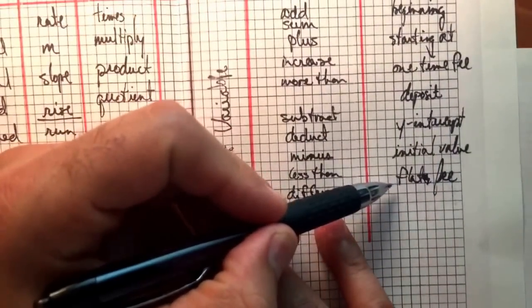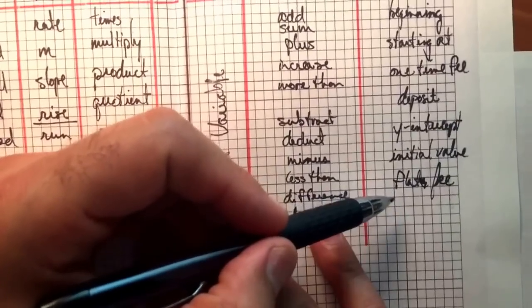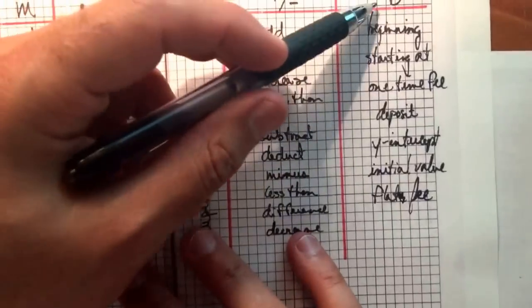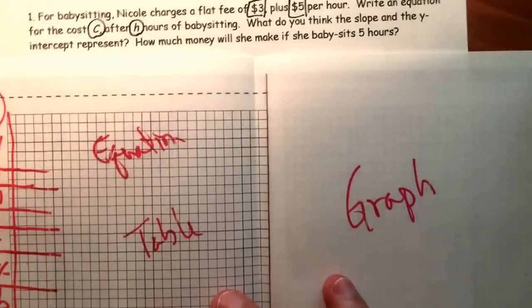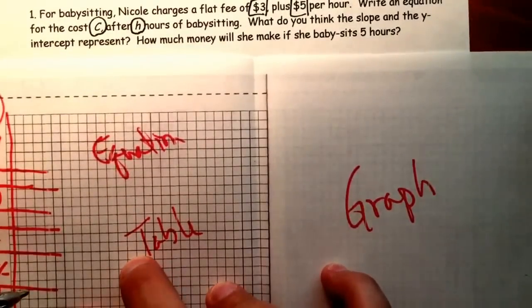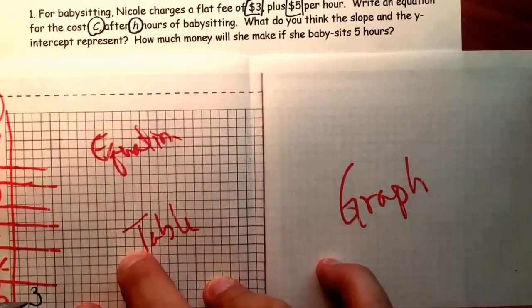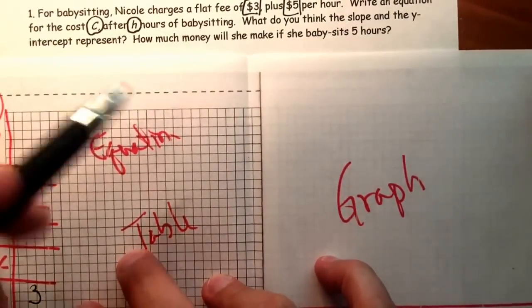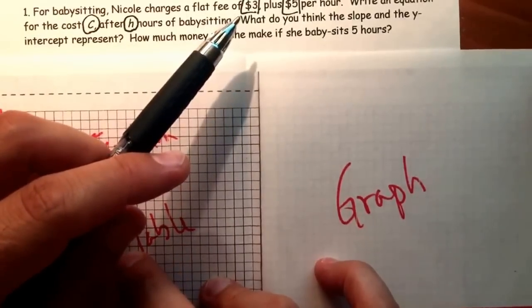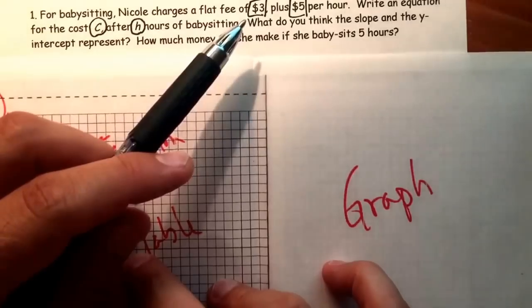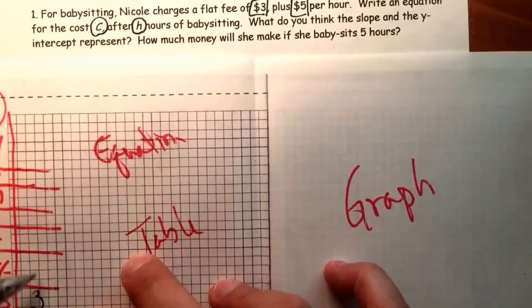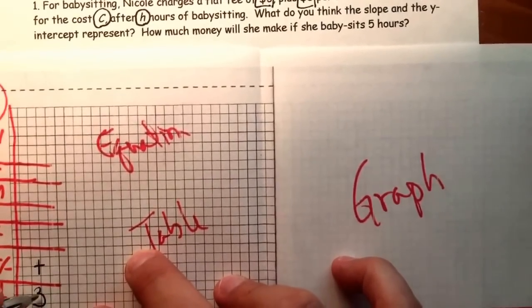A bunch of you asked me what this word is right here: flat fee. Flat fee, that one with $3, that's B, your y-intercept. So we just put that in right now. So we know this for sure. This is going to be 3. And so is this a positive 3 or a negative 3? Is this something that she gets paid, or is this something that she has to pay out to somebody? It's something that she gets paid. So this is a positive plus 3.